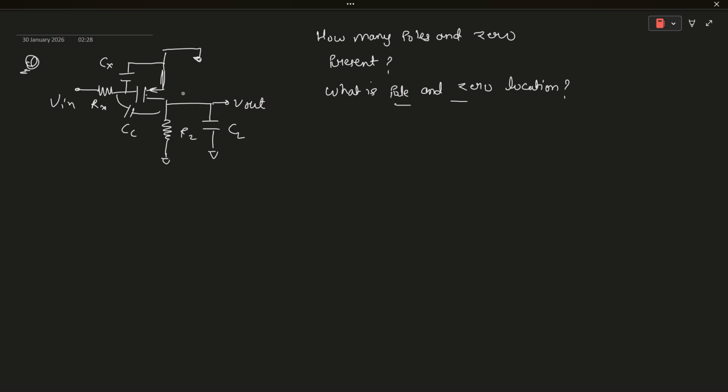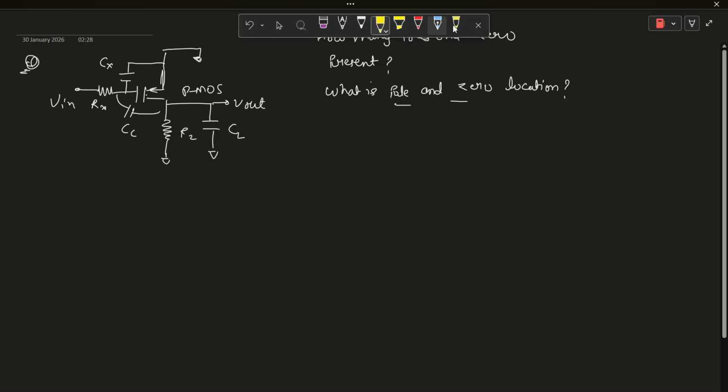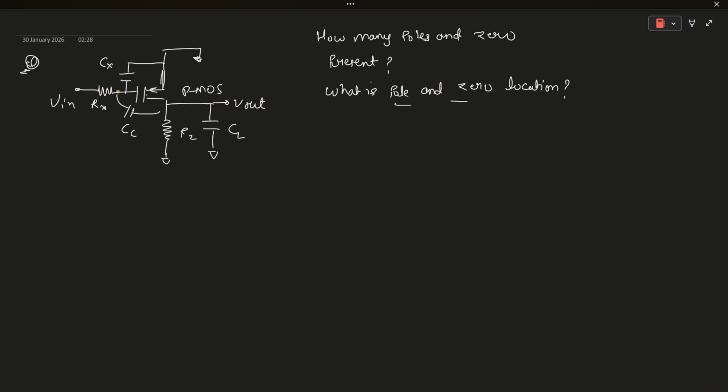So this is a NMOS, sorry, PMOS. This is a PMOS. So for solving, we can see there is one capacitor connected between the input and output node. This is output. To solve this, first we can split this capacitor into two by using Miller theorem.